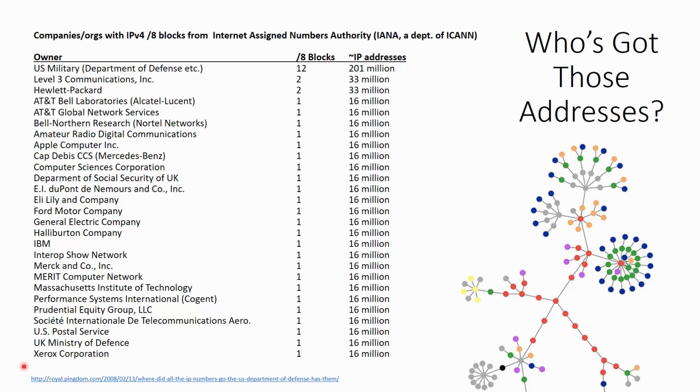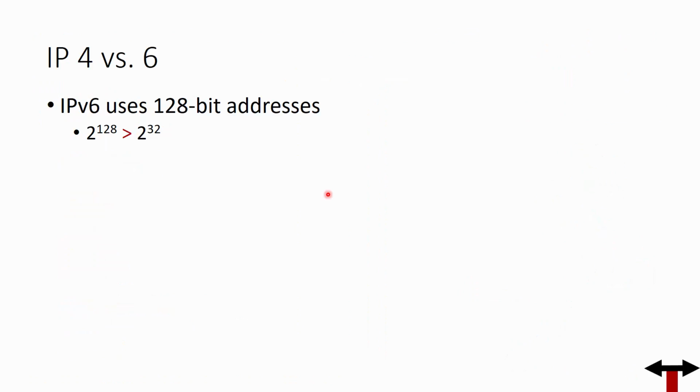Even some stuff associated with some countries and aspects of governments outside of the United States are represented in the internet. Here we can see the Department of Social Security of the United Kingdom is in here with 16 million. The Ministry of Defense for the UK is on there too. Even the Post Office has 16 million addresses. And that's not really very efficient usage of public addresses.